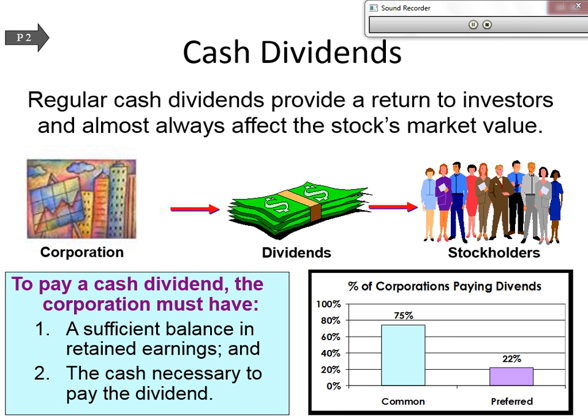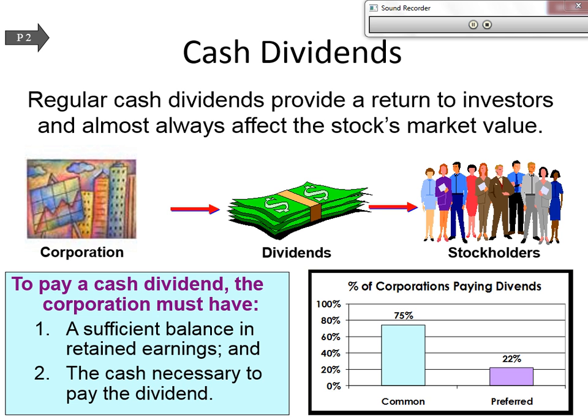So the way it works is that corporations determine or declare that they want to pay dividends for the year, and that's coming out of retained earnings. They decide to pay the dividends, and then it goes as a dividend to the stockholders. It says here, to pay a cash dividend, the corporation must have what? Significant balance in retained earnings.